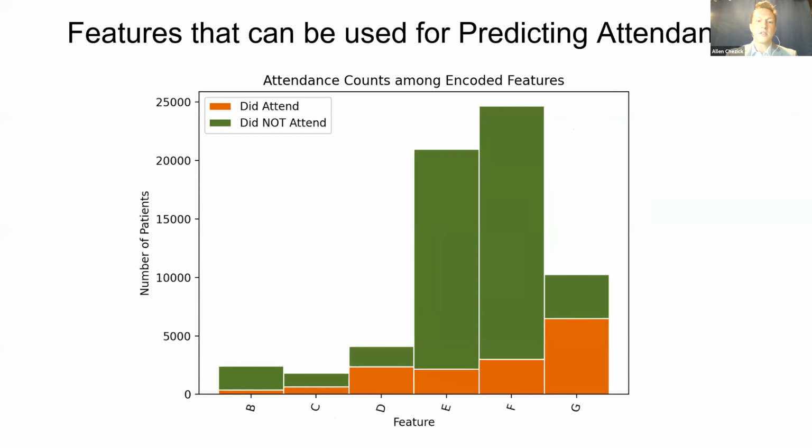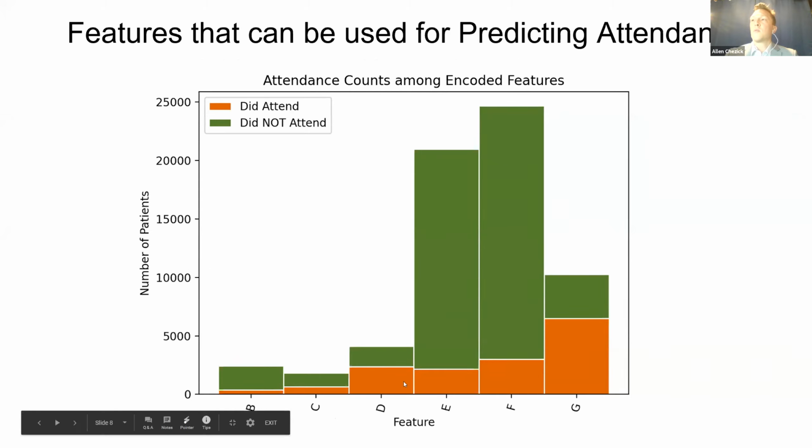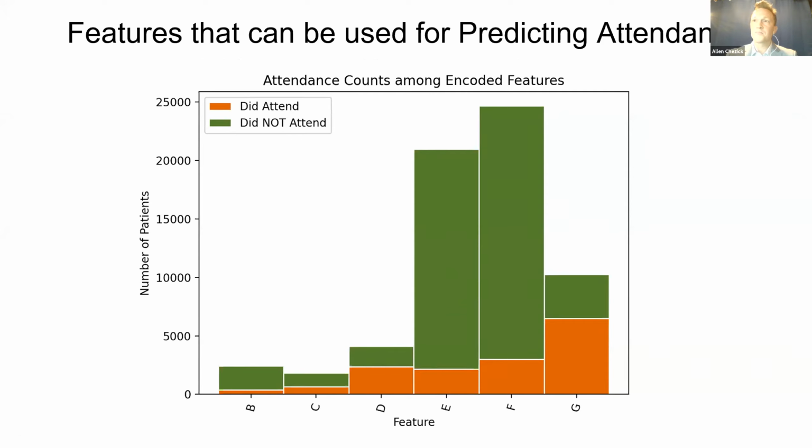Luckily, the anonymous categorical features were more helpful. So here's the distribution of one of the anonymized features that was one hot encoded. And as you can see, there are a lot more variations and uneven splits, which makes it good for the machine learning model to learn from.